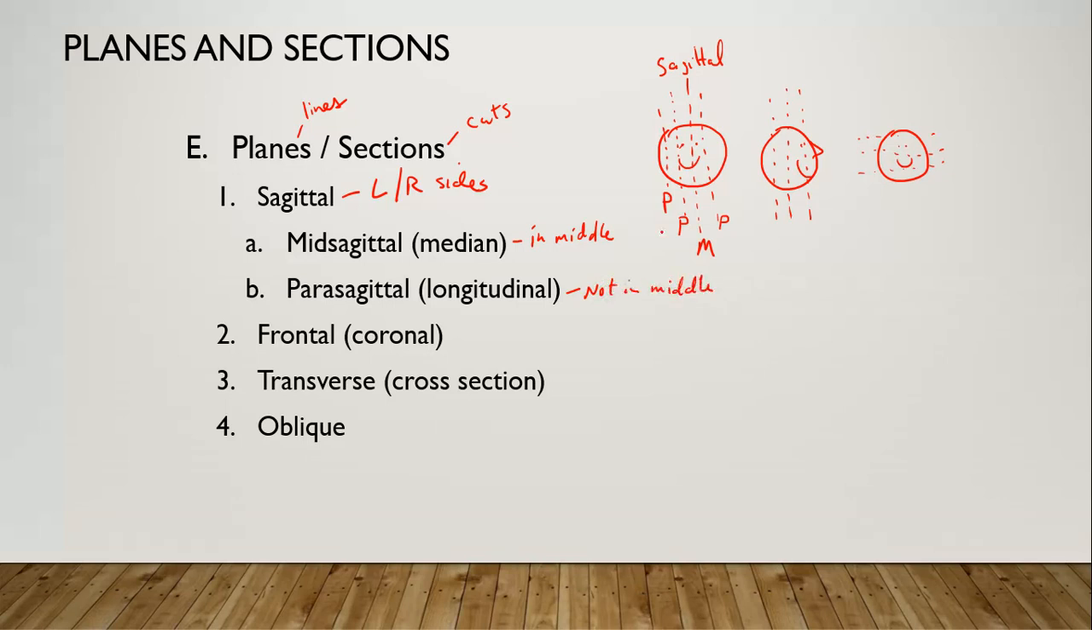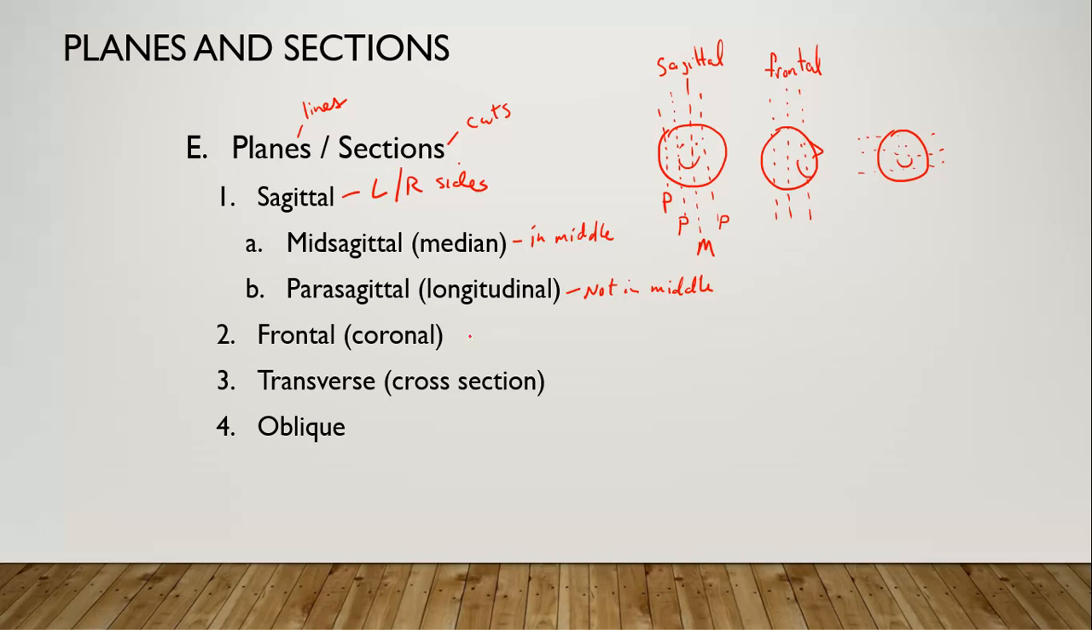So in each person, you have exactly one mid-sagittal plane and infinite parasagittal planes, because if we went like a millimeter off from this, it's parasagittal. All right, frontal, also known as coronal, is this guy over here. I don't really use coronal that much, so you're going to hear me use frontal a lot.